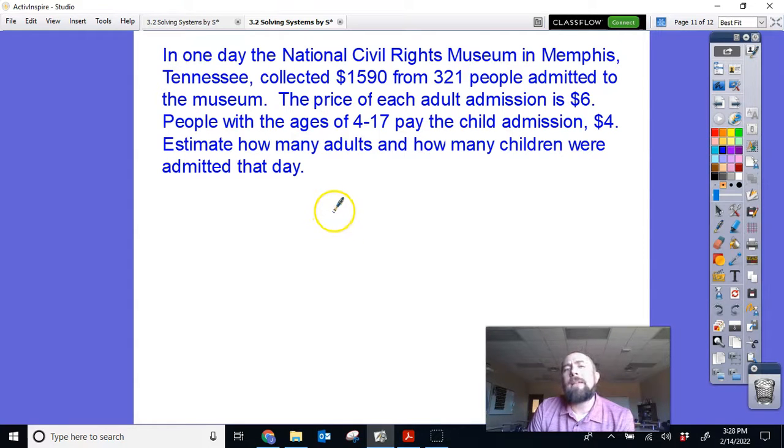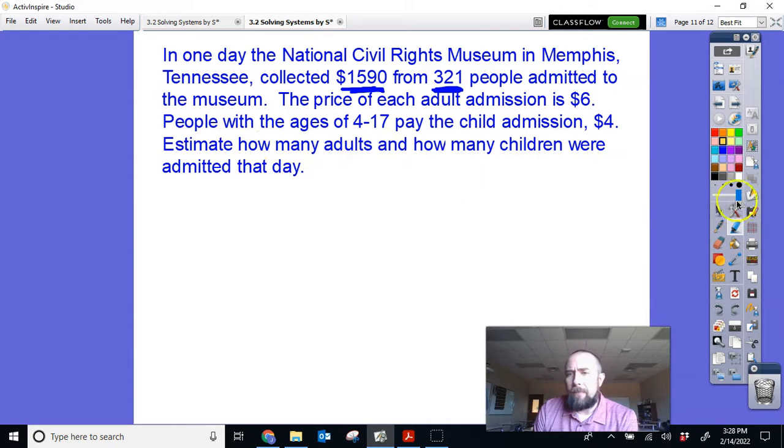This one says, in one day, the National Civil Rights Museum in Memphis, Tennessee collected $1,590 from 321 people. Notice that this is the total amount of money, and this is the total amount of people. This helps you set up a very common setup, kind of like Mr. Harrison's gym, the total amount of money, the total amount of people. It's a very common thing when you're selling things. So it says the price of each adult admission is $6. People with the ages of 4 to 17 pay the child admission, $4. Estimate how many adults and how many children were admitted that day.